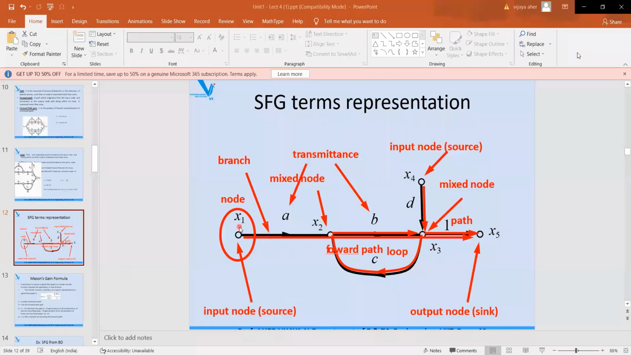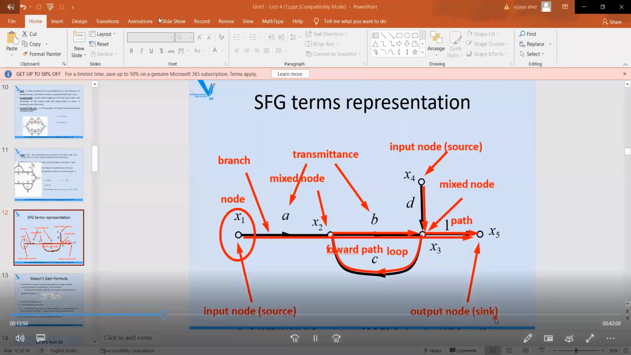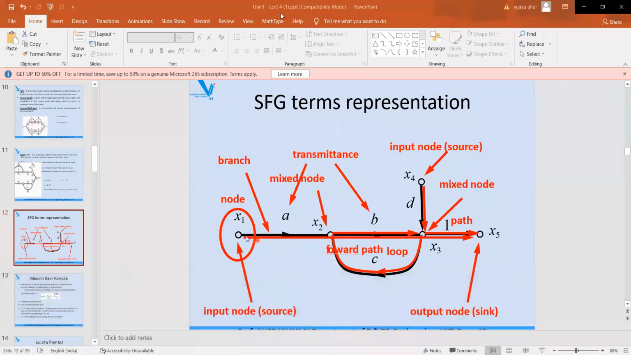Now here this is nothing but your node. हा जो काही आहे हा नोड आहे. कुठला नोड आहे? इनपुट नोड आहे. We are calling input node as source node. ओके, आता हा शेवटचा नोड जो आहे X5, हा आउटपुट नोड आहे. आउटपुट नोडलाच आपण सिंक नोड म्हणतोय. ठीक आहे, आता बघा, along with input and output, branches are present in SFG. Now this is one branch, this is one node X1, X2, इथे X3 आहे, हा X4 नोड आहे, हा X5 नोड आहे.